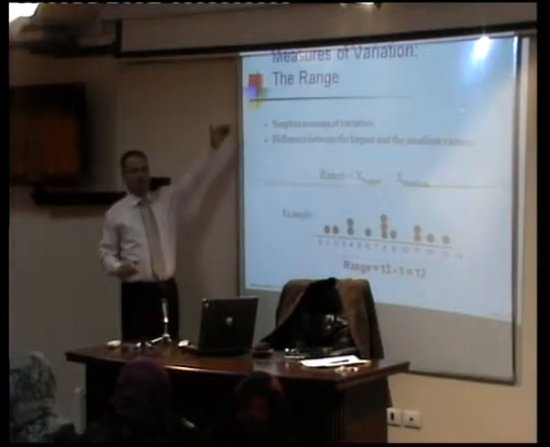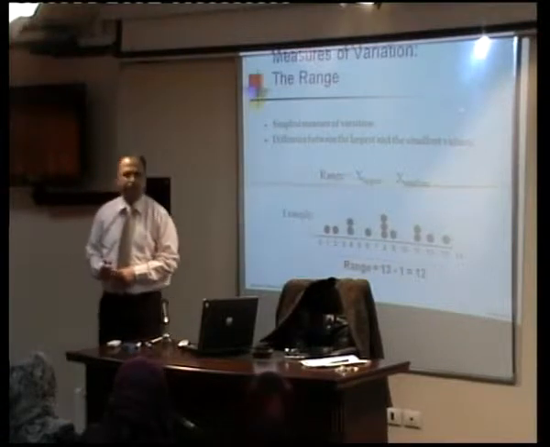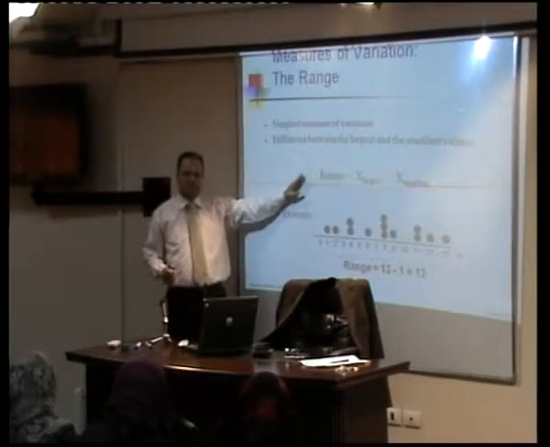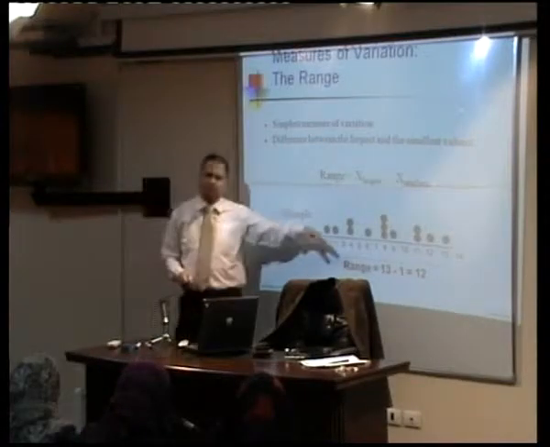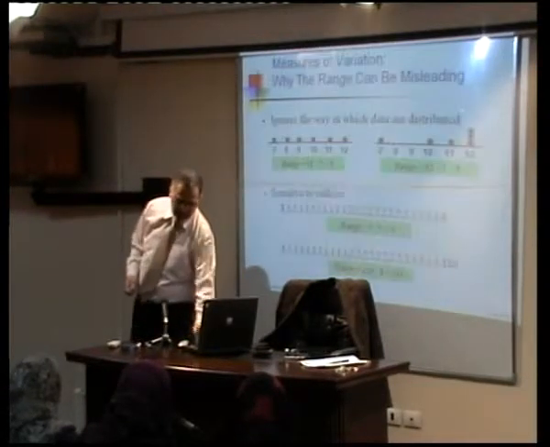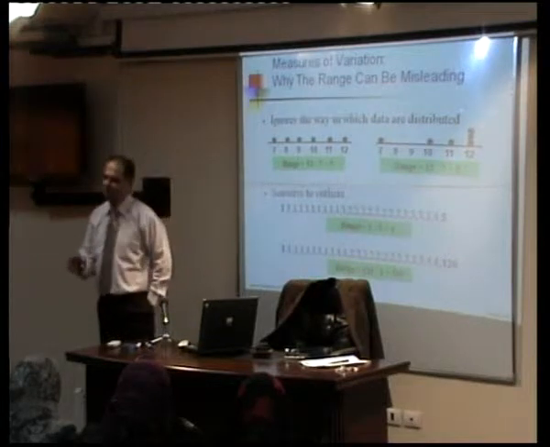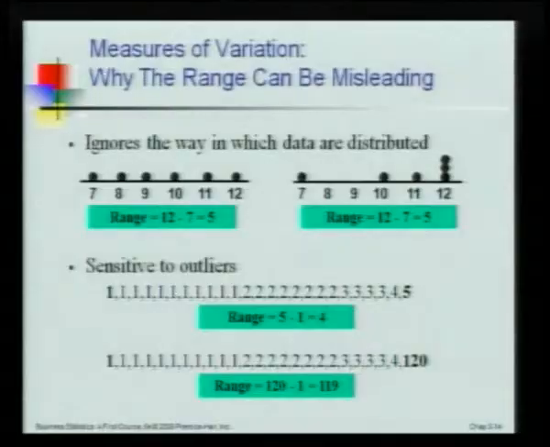As we mentioned last time, the range is the simplest measure of variation, and it's computed by using this simple formula. The range is the difference between the largest and the smallest. For a specific example, if we have this data set, 1, 2, 3, up to 13, then the range is going to be 13 minus 1, which is 12. So that's a straightforward example to compute the range. Now, sometimes the range is misleading. I mean, the range can give a misleading result if the data set has outliers.